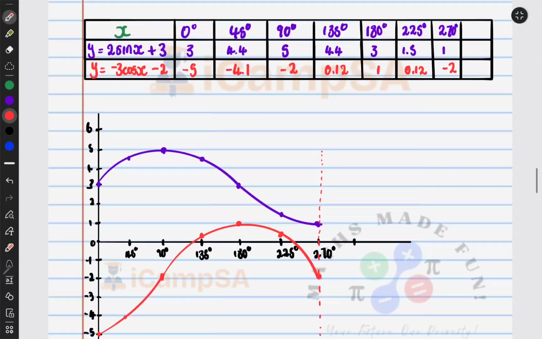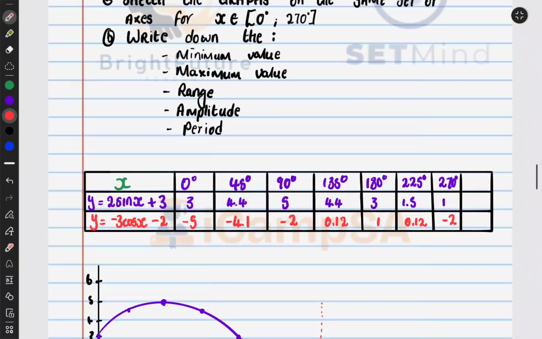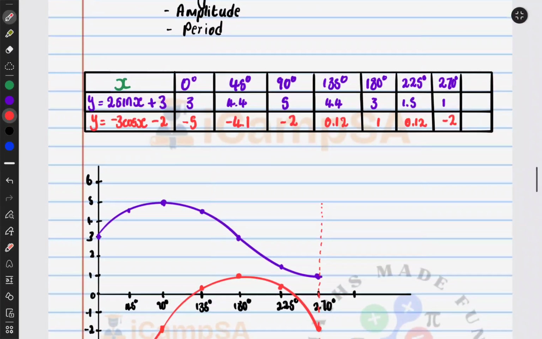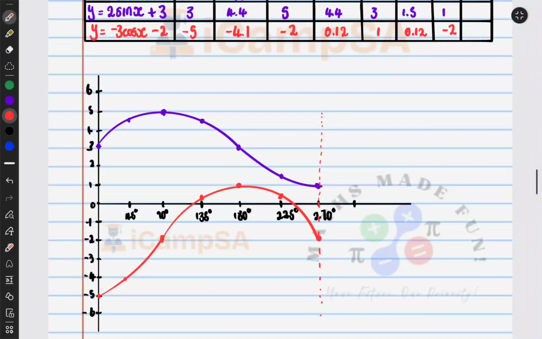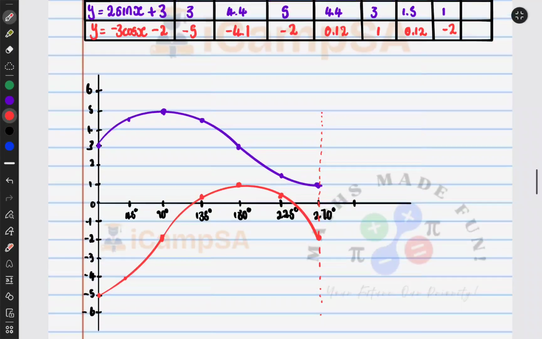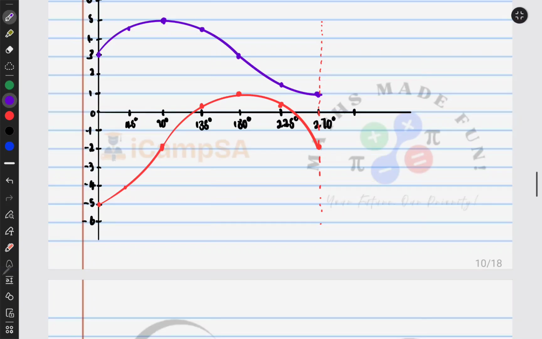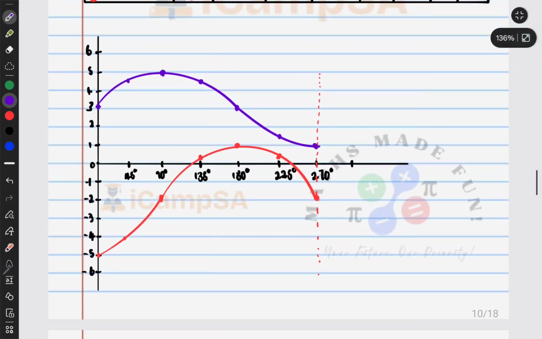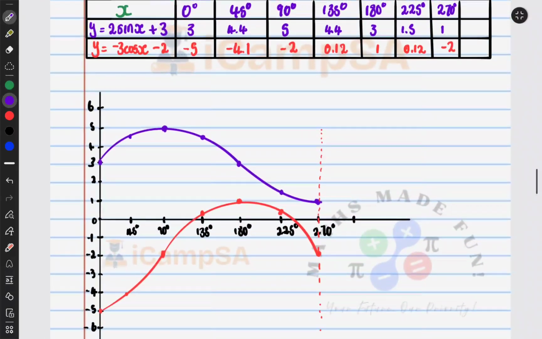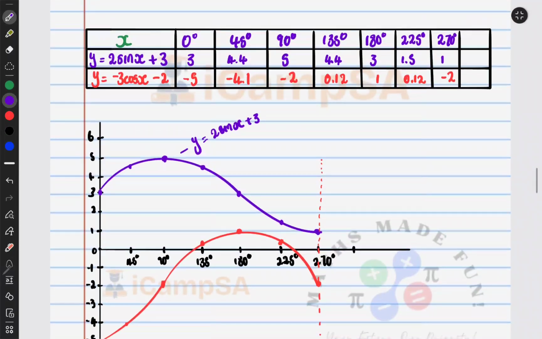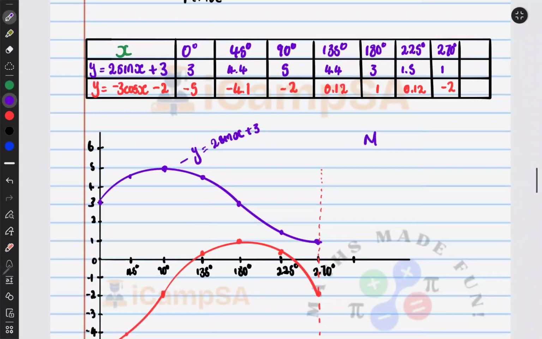Okay, and then next we are asked to determine the minimum value, maximum value, the range, the amplitude, and the period. Okay, let me see. Let's just come here for the blue function. Let me do it like this. Y is equal to 2 sine x plus 3. Let me see, maybe it can fit here.